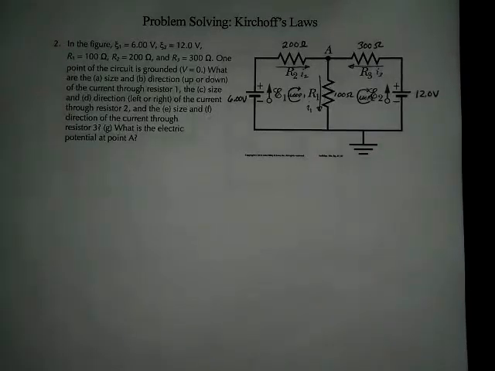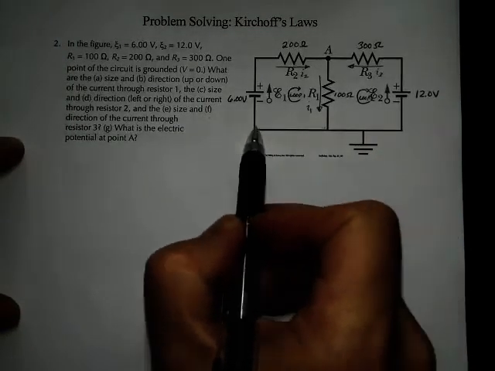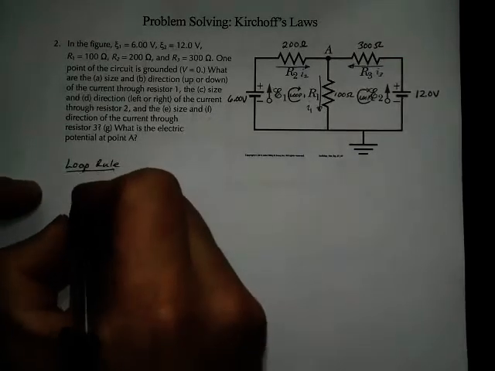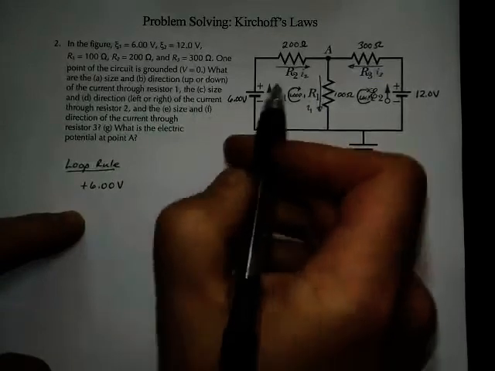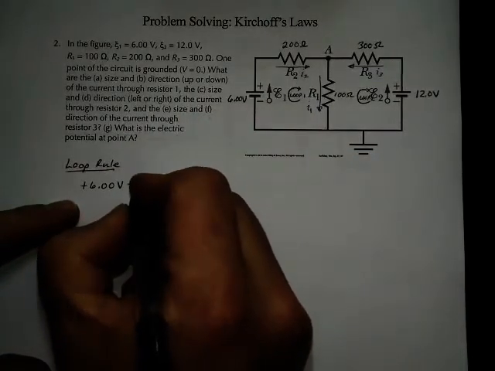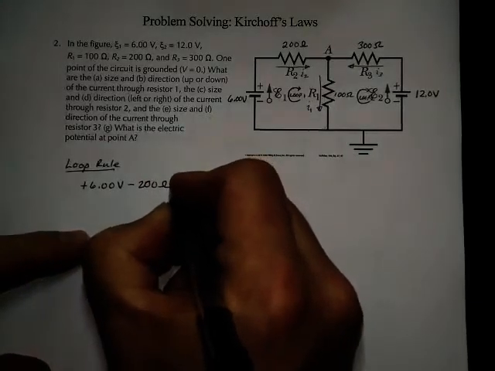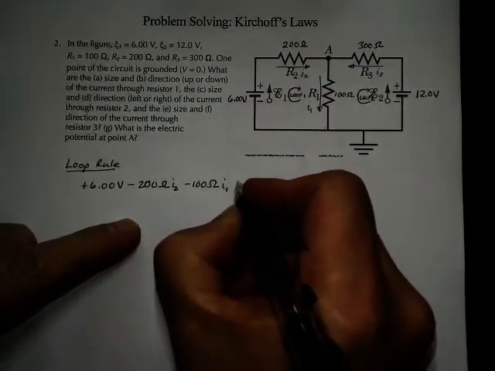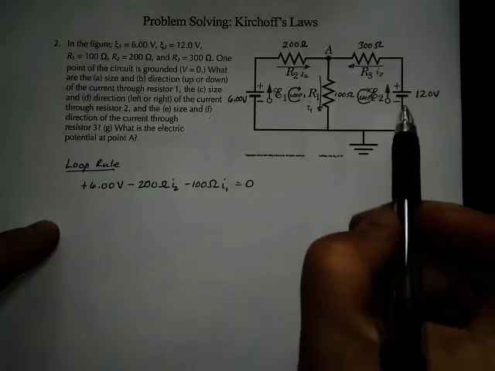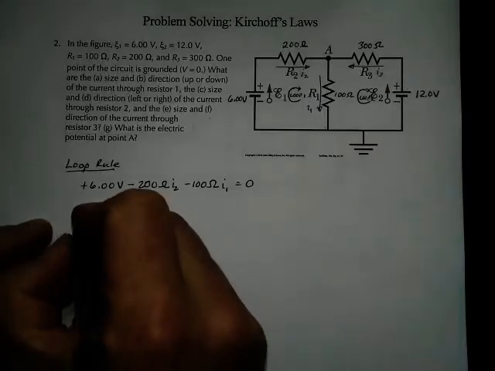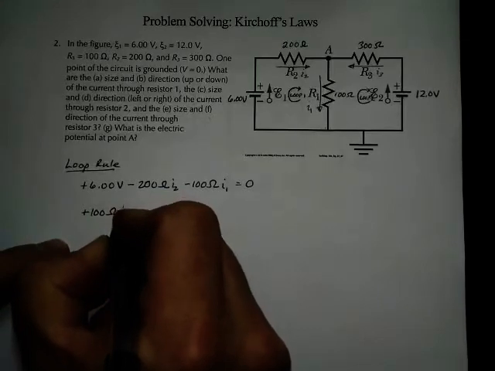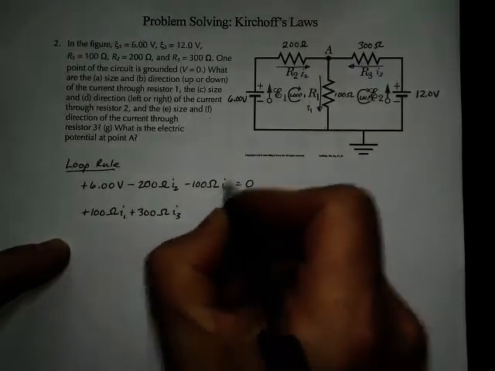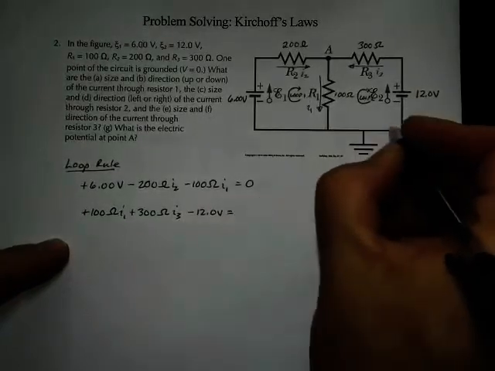All right, let's do loop 1 here. I start down here. I go up by 6 volts first, so these are loop rule equations that we're generating here. I then hit resistor R2, so that's a drop of 200 ohms times I2. And then I hit resistor R1, that's a drop of 100 ohms times I1. Back to where I started, equals 0. Over here, if I do the similar thing, I'm going to go plus 100 ohms times I1 plus 300 ohms times I3 minus 12 volts, and I'm back to where I started, so that all adds up to 0.